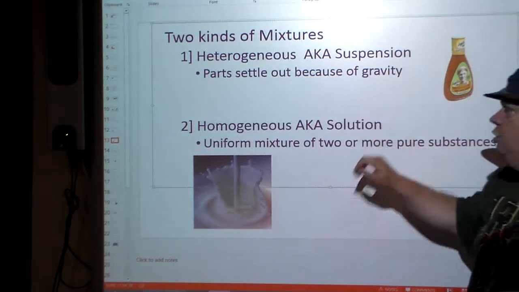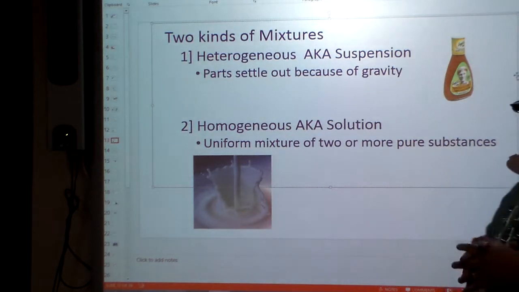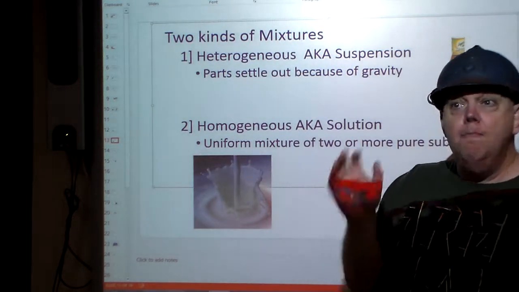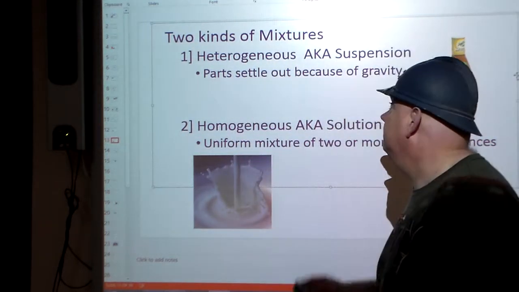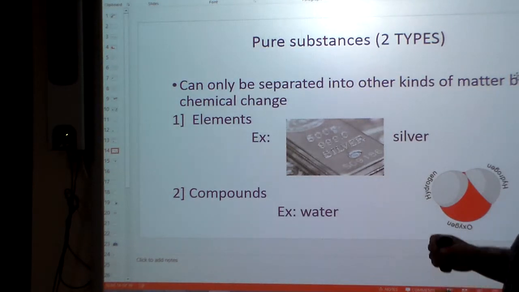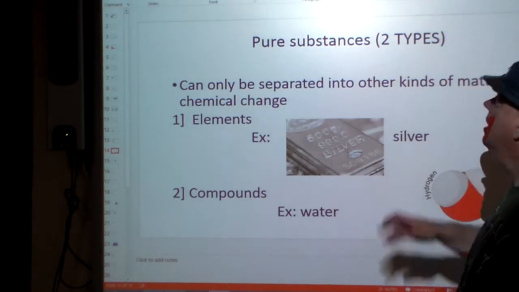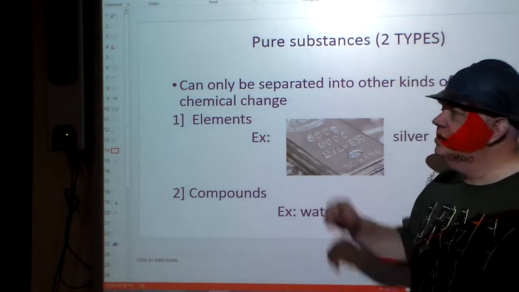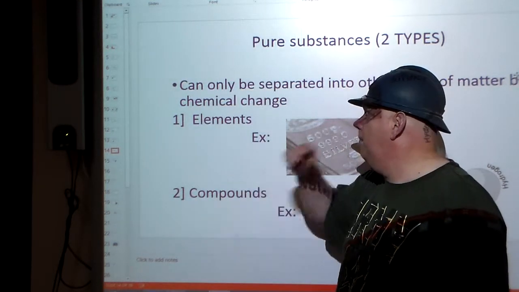Homogeneous, aka solution, is a uniform mixture of two or more pure substances. We can look at something like milk, for example. That would be a pretty reasonable thing to look at. Now, we've looked at mixtures, heterogeneous and homogeneous mixtures. Now we're going to look at pure substances. Two types. One would be elements, the other are compounds.